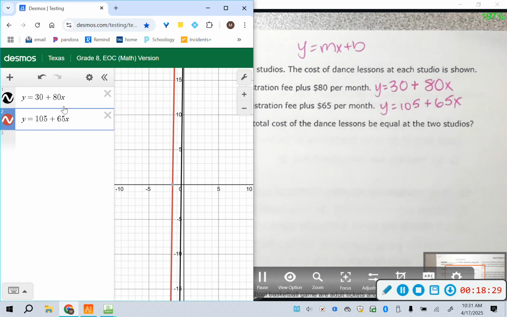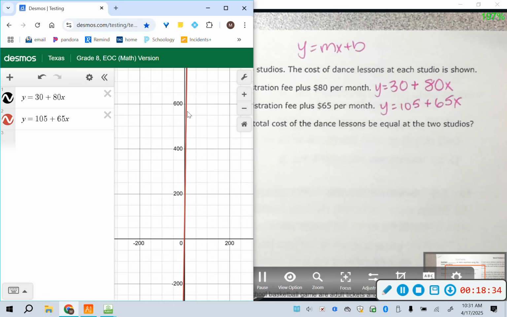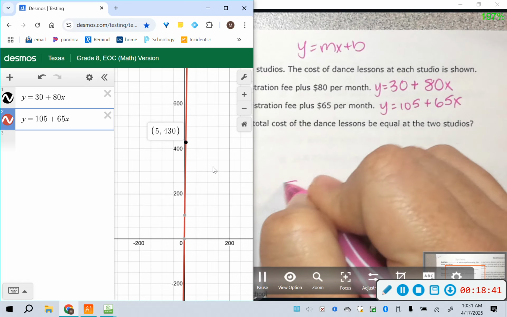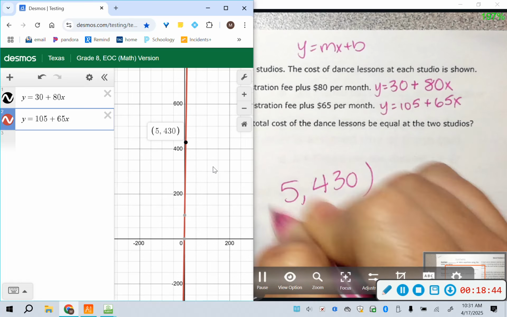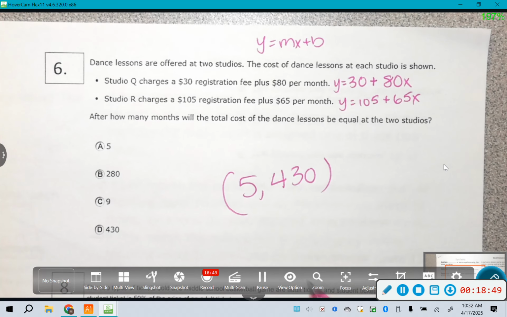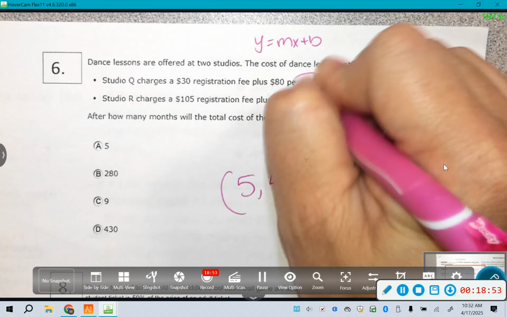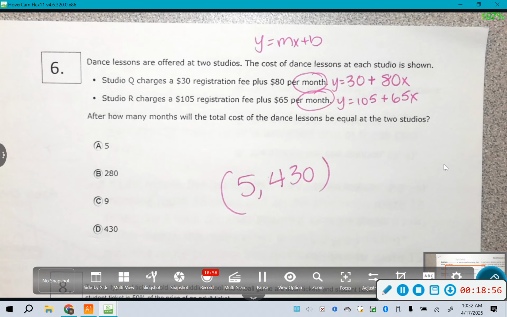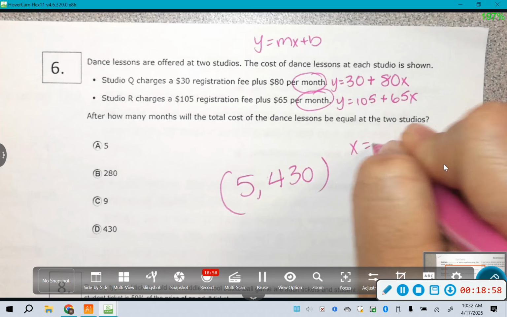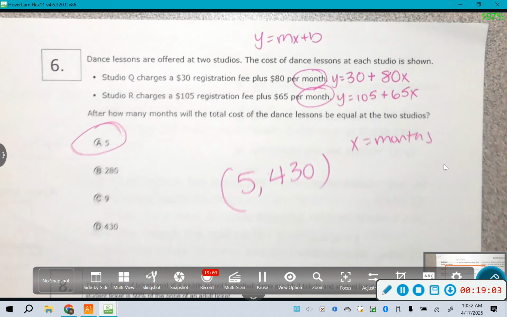Okay, and then we need to find where they intersect. So we just need to zoom out, and I'll tell you, if you click on the line, a gray dot will pop up where they intersect. So my answer is 5, 430, but I need to pay attention to the question. So it says, after how many months will the total cost of the dance lessons be equal? Well, didn't I put an X? What word was after per? Month. So X is your months. So what's my answer? A, yes, which is 5.